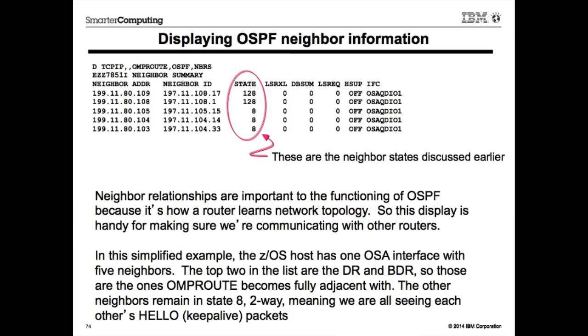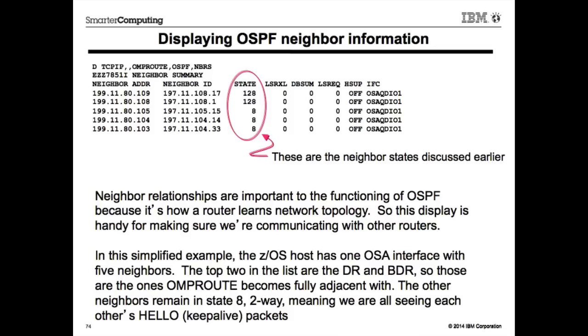Now also notice the neighbor address, that is the IP interface address of the neighbor on the common LAN. The neighbor ID is the neighbor's router ID. They may or may not be the same. If they're z/OS, they're probably not. The neighbor ID is probably a static VIPA on that neighbor, and the neighbor address is that neighbor's OSA address on the LAN. Now neighboring relationships are important because neighbors is how we learn topology.